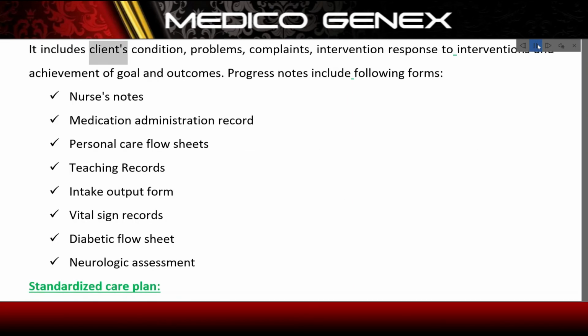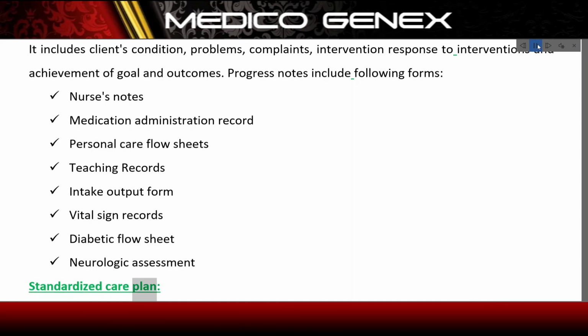Nurse's progress notes. It includes client's condition, problems, complaints, intervention, response to interventions and achievement of goal and outcomes. Progress notes include following forms. Nurse's notes. Medication administration record. Personal care flow sheets. Teaching records. Intake output form. Vital sign records. Diabetic flow sheet. Neurologic assessment.